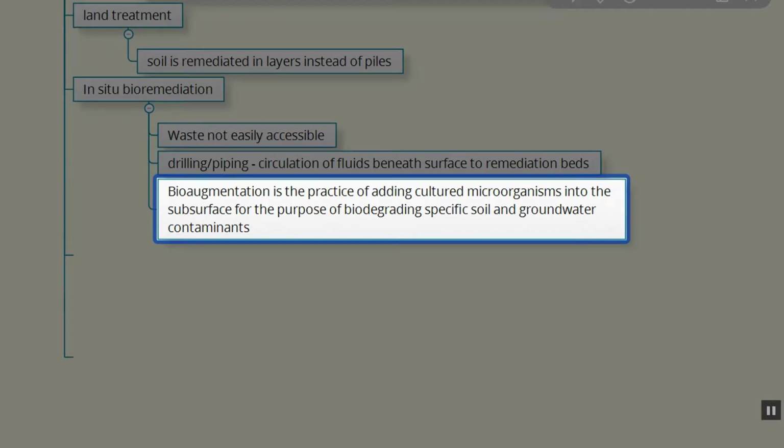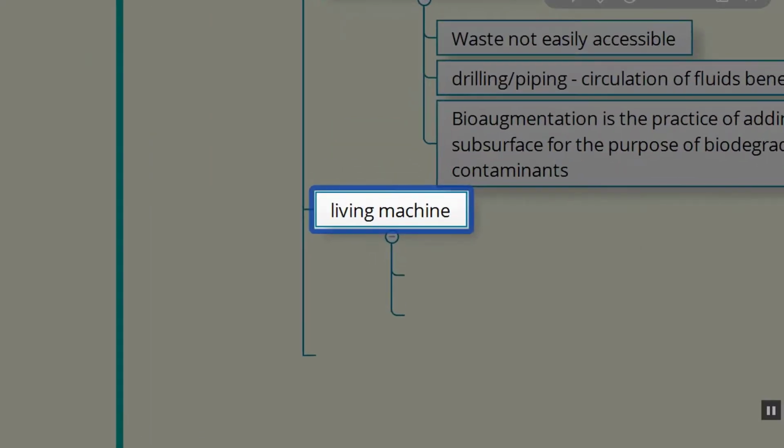Bioaugmentation is where we're taking some of the cultured microorganisms and putting them through that circulatory system. But again, they have to be very specific, nutrient dependent on the waste product that's there in order to do that biotransformation and clean up those contaminants.